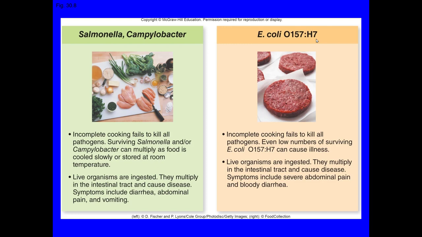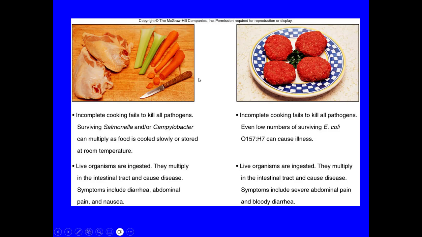What happens is the organisms will multiply in the intestinal tract. They'll cause disease. They will cause severe abdominal pain and bloody diarrhea. And what will happen in some cases is they will lead to the death of individuals if they're not treated quickly and dealt with. Okay?